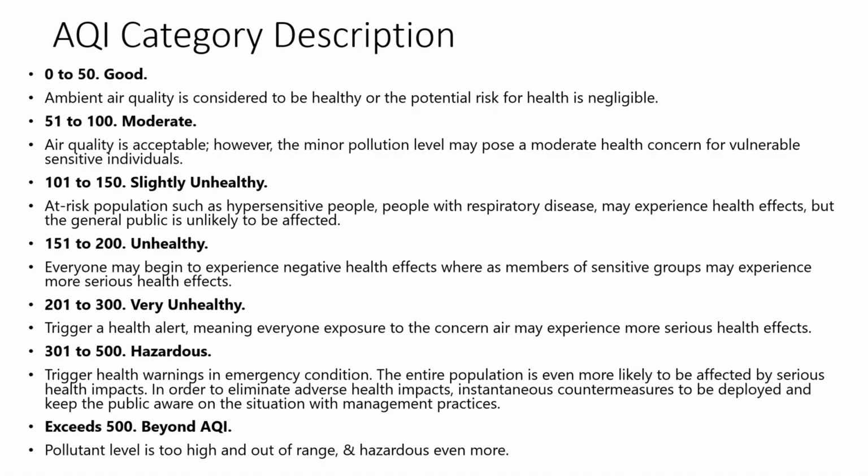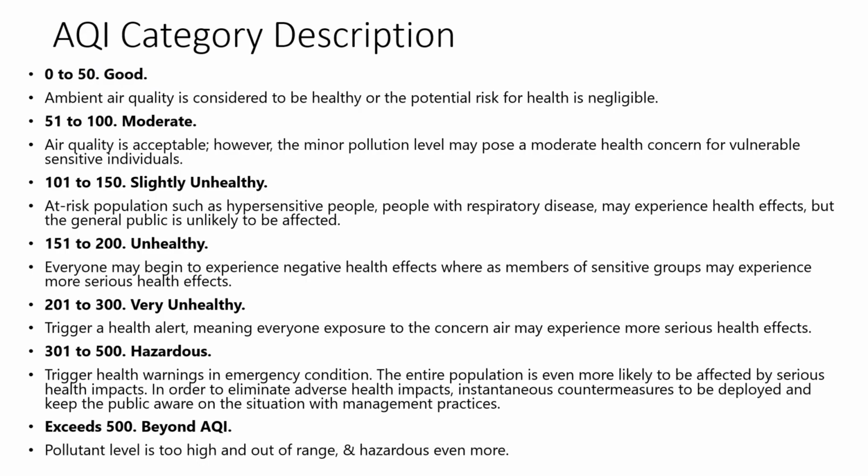And the next one is the hazardous one, 301 to 500, which triggers a health warning of emergency conditions. And the entire population is even more likely to be affected by serious health impacts. At this stage, in order to eliminate the adverse health impacts, instantaneous countermeasures have to be deployed, and the public kept aware of the situation with management practices. And if the air quality index is beyond 500, that is, the pollution level is too high and out of range, and even more hazardous.